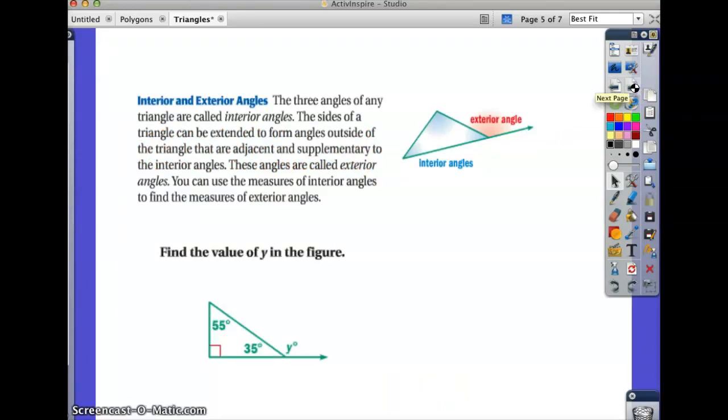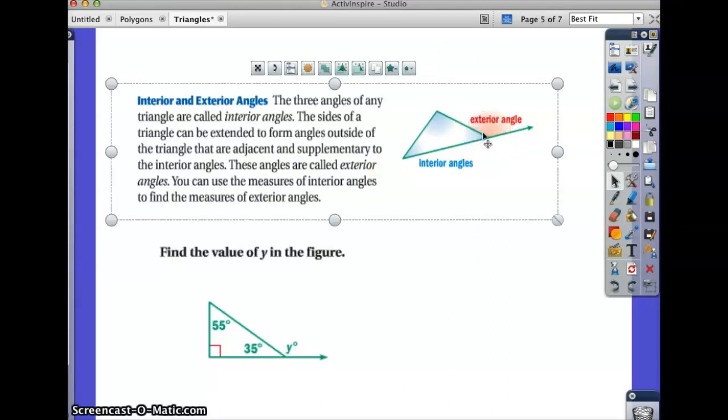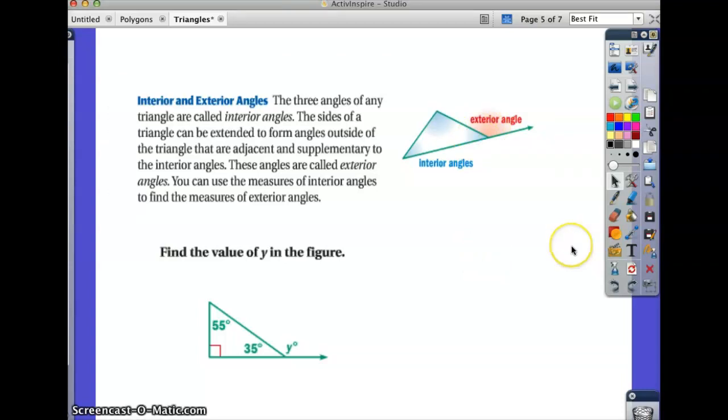Now let's talk about interior and exterior angles. The three angles of any triangle are called interior angles. The sides of a triangle can be extended to form angles outside the triangle that are adjacent and supplementary to the interior angles. These angles are called exterior angles. You can use the measures of interior angles to find the measures of exterior angles. So again, these interior angles all have exterior angles. The interior and the exterior are adjacent and they are supplementary. So they both have to add up to 180, the interior and the exterior.